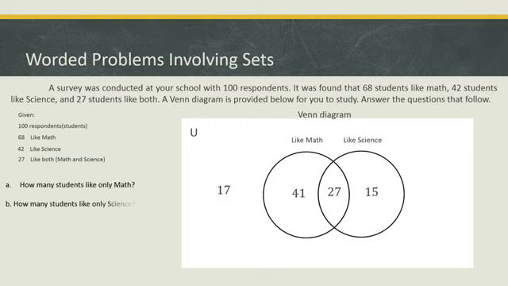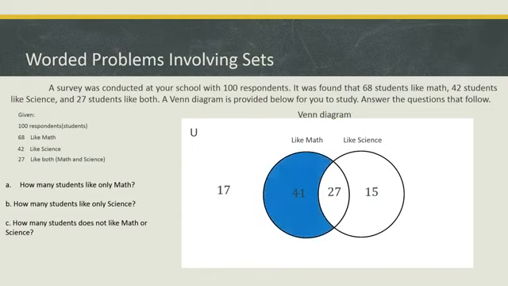How many students like only science? And how many students do not like math or science? In our illustration earlier, we showed which portion is for those who like only math. Right? This portion, these are the only students who like only math. Because if you put it in the middle with the 27, meaning it also overlaps with science, meaning they like science too. So in this case, what is only in the blue, those are the only students who like math. So put 41 students.